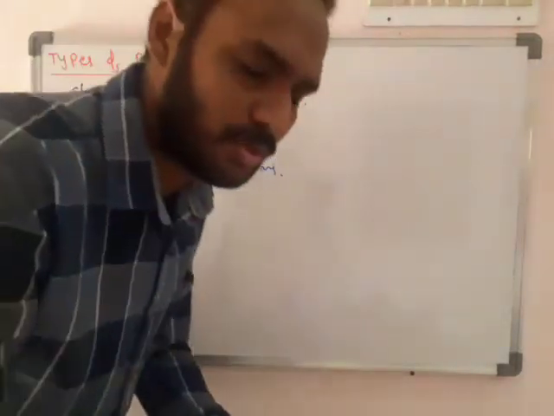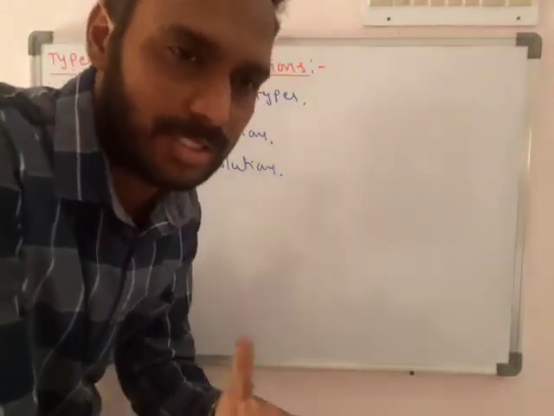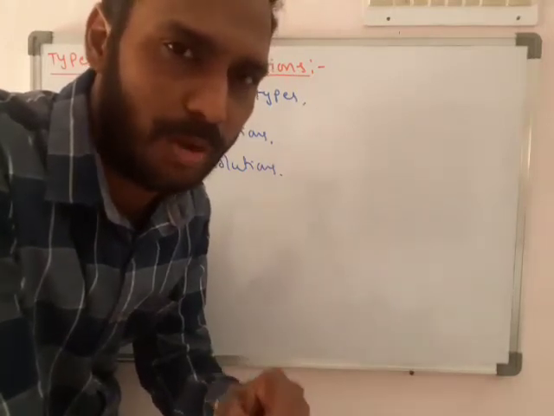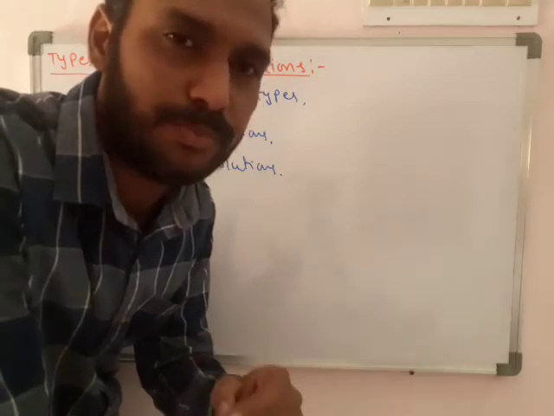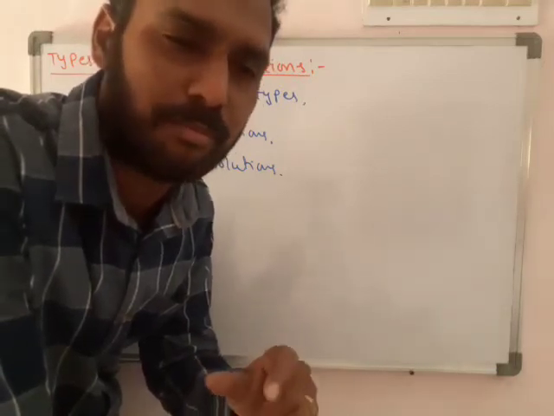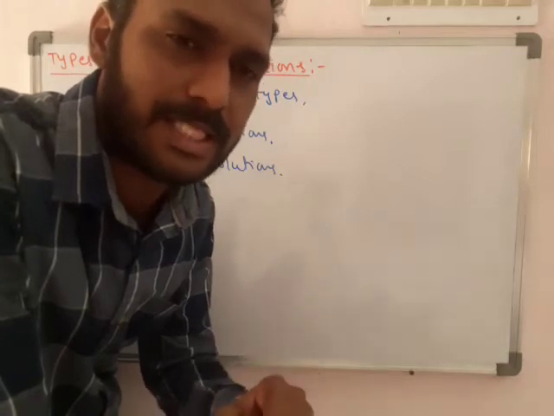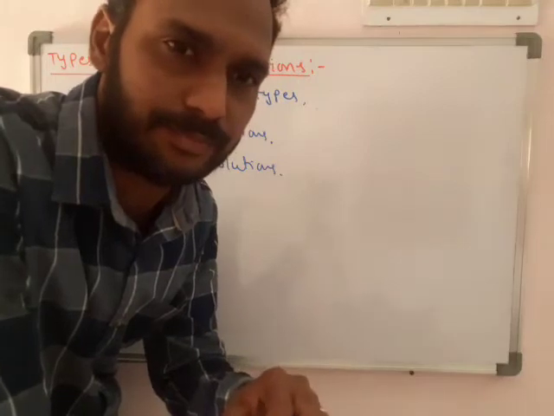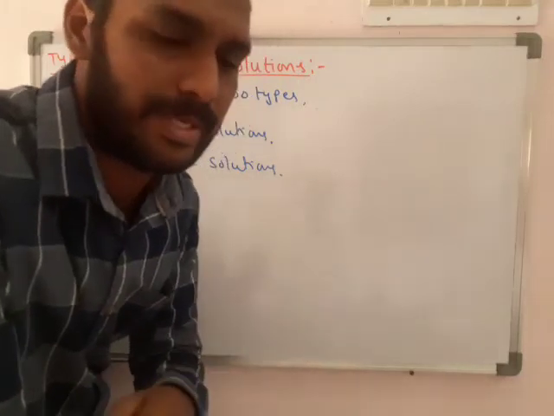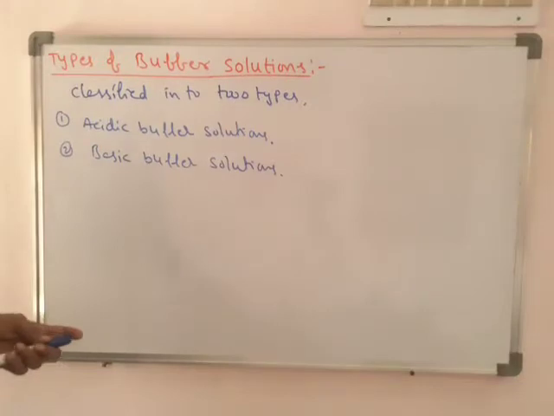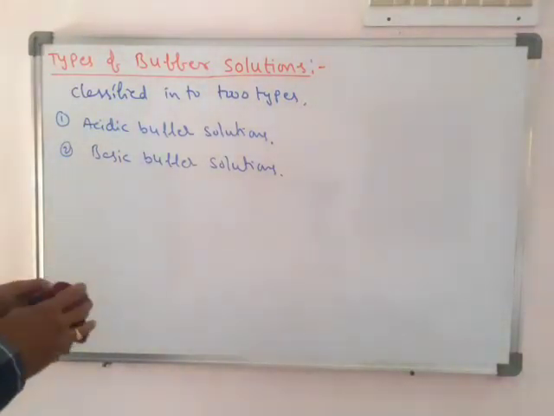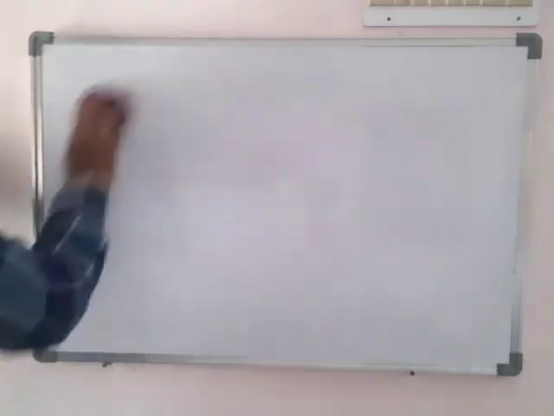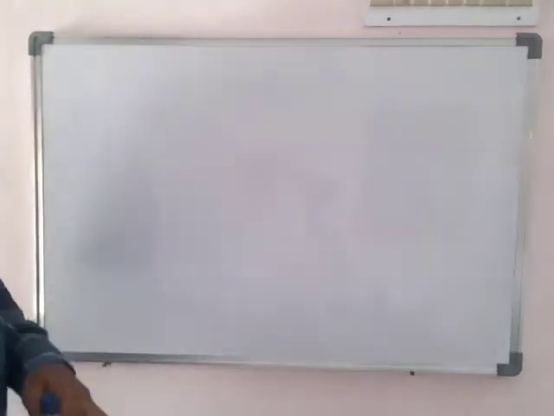There are also some other types of buffers, like proteins and amino acids, which have only one type of compound. They are generally known as simple buffers. It is not a main classification. The main classification is based on the compounds present in it, that is acidic buffer and basic buffer. Now we see what acidic buffers are and how an acidic buffer works. Now we see about acidic buffers.